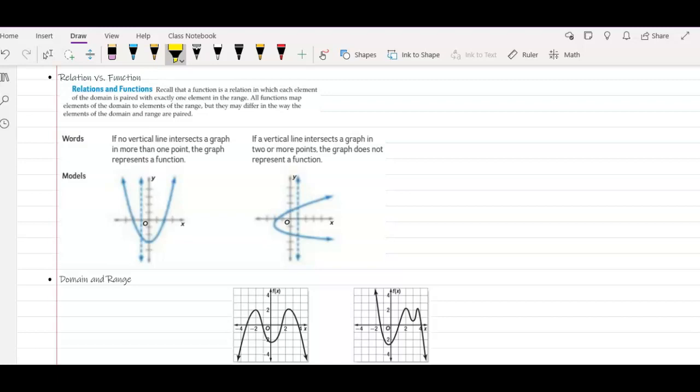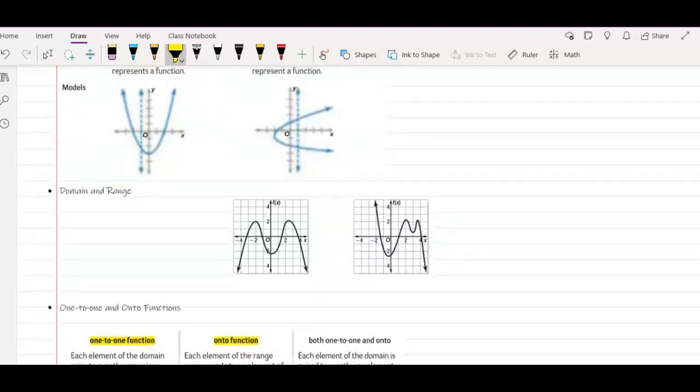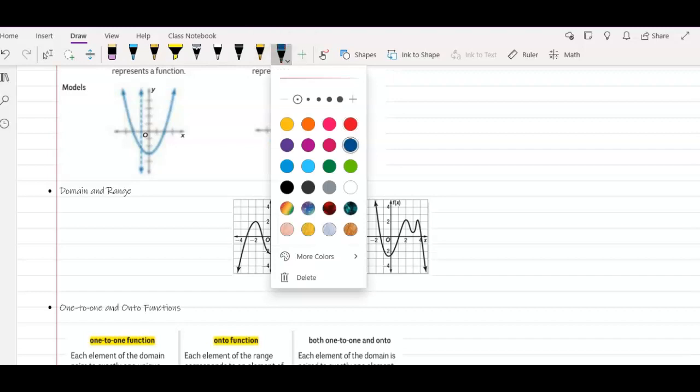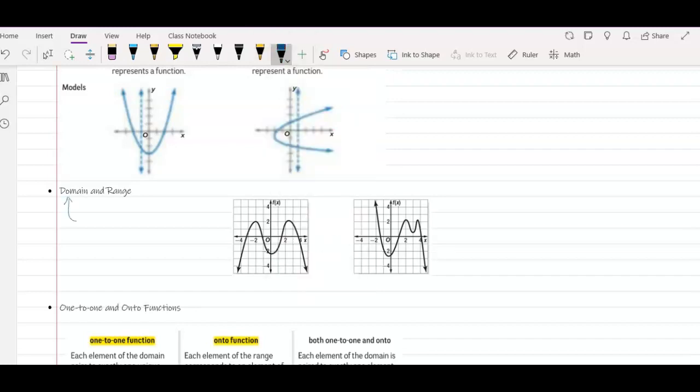In fact, a relation can be a function if every element of the domain is paired with exactly one element in the range. Now, if you don't remember what domain and range are, that's not going to make much sense. Let's step down and talk about domain and range. The domain, if you recall, is the set of all x values, and the range is going to be the set of all y values.